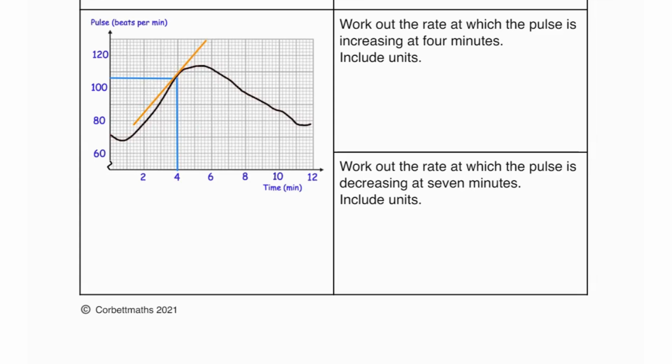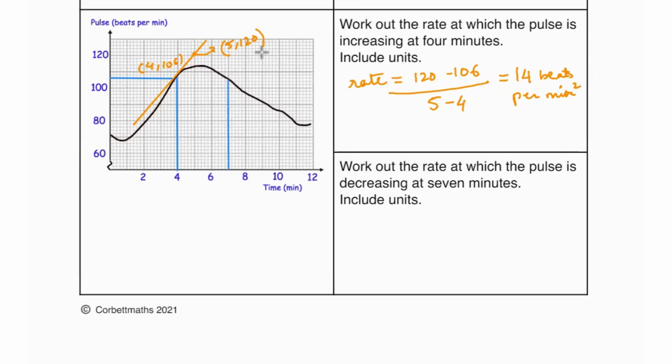Now we find the gradient of this line. So the first point we can pick is this one, which is going to be 4 and 106. And the second point, let's pick this one, which will be 5 and 120. So to find the rate, we'll do 120 minus 106 over 5 minus 4, which is going to be 14 beats per minute squared.